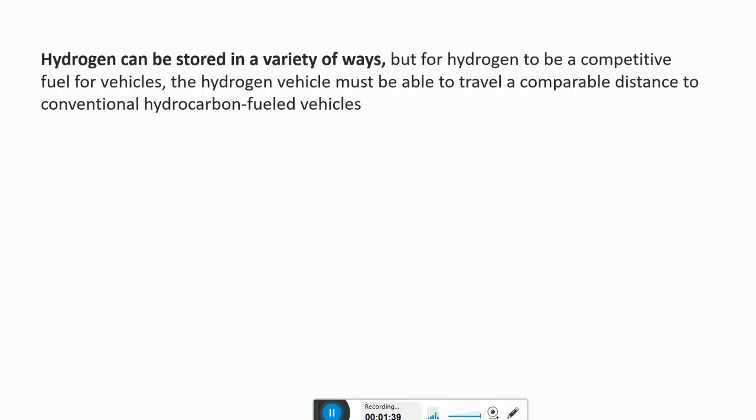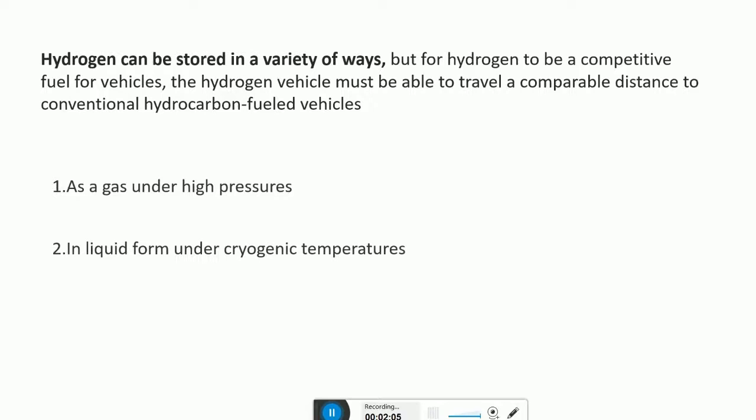Hydrogen can be stored in a variety of ways, but for hydrogen to be a competitive fuel for vehicles, a hydrogen vehicle must be able to travel a comparable distance to conventional hydrocarbon fuel vehicles. The first method for hydrogen storage is that it can be stored as a gas under high pressure. Second one is in liquid form under cryogenic temperatures, and third one is on the surface of or within solid and liquid materials.